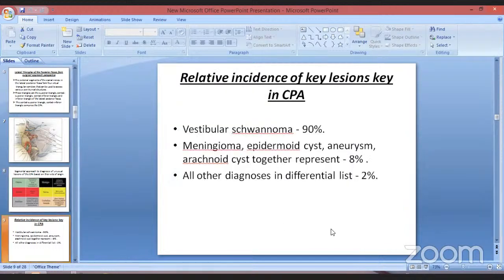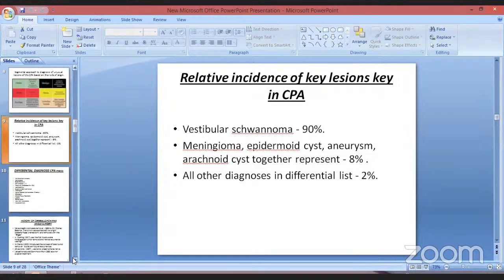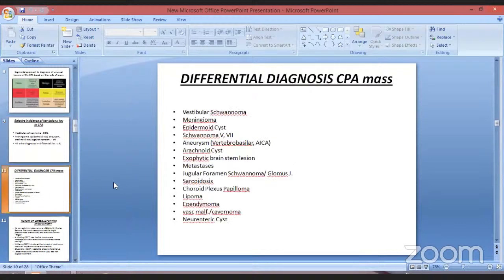So this is for residents for exam purposes. Vestibular schwannomas account for 90% of the lesions, followed by meningiomas, epidermoid cysts, aneurysms, arachnoid cysts, and a few cases of metastasis as well. Other diagnoses make up about 2%. This is all a repetition of the previous slide.